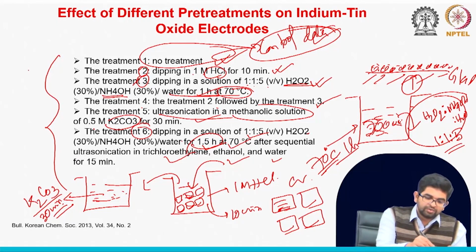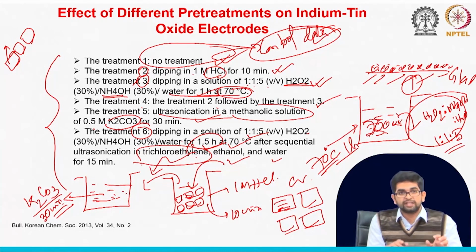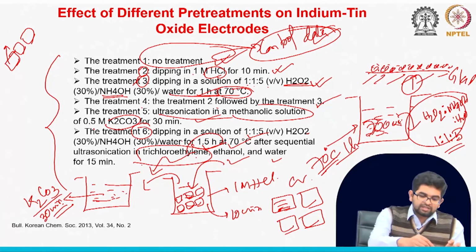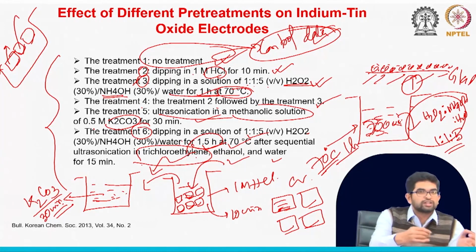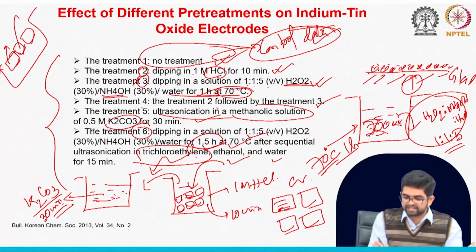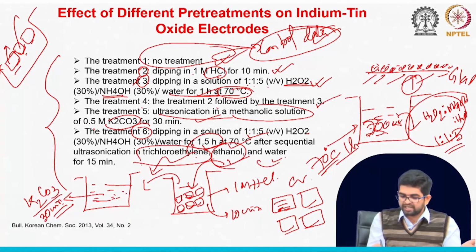What you can do, all your ITO chips, first you can clean with some acetone or trichloroethylene, which are very non-polar solvents. That I also taught you at the beginning, that you can try first. In a beaker you can take all the ITO chips, put in acetone or trichloroethylene, sonicate for 15 minutes, wash it, then take ethanol, sonicate for 15 minutes, wash it again, and take water, sonicate it 15 minutes, wash it.